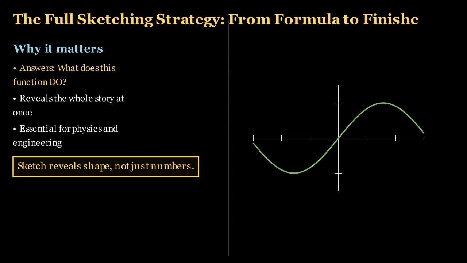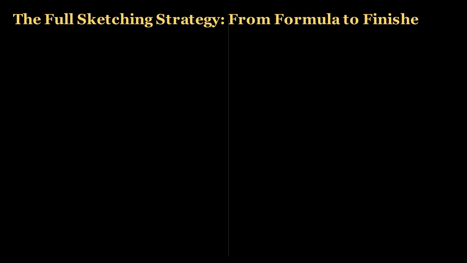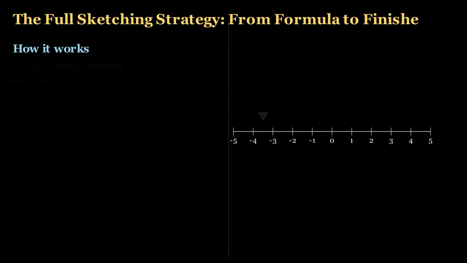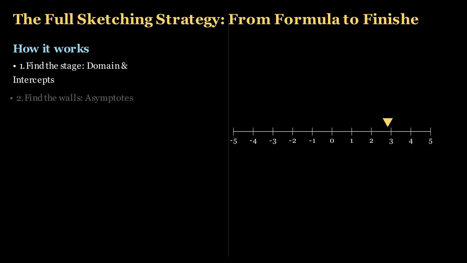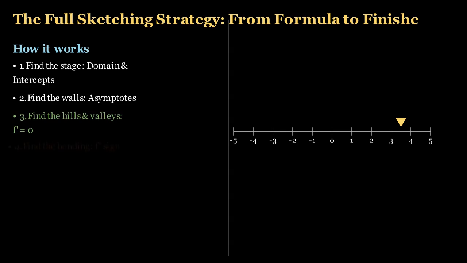Step 1. Find the stage where the function lives. This is a polynomial, so the domain is all real numbers, no restrictions. The y-intercept is at f of 0, which is 0. For x-intercepts, we solve x cubed minus 3x equals 0, factor out an x, and get x times x squared minus 3 equals 0. So the curve crosses at x equals 0, and at x equals plus and minus root 3, about plus and minus 1.7.